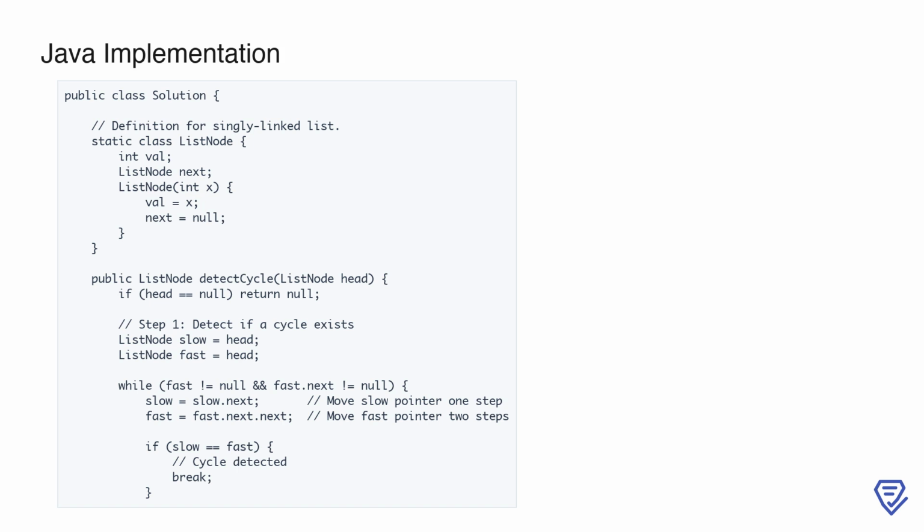Now, the first step in this process is to detect whether a cycle exists at all. We use two pointers for this purpose, slow and fast. Both pointers start at the head of the list. The slow pointer moves one step at a time, while the fast pointer moves two steps at a time. As the loop runs, we check if the fast pointer or its next reference becomes null, which would mean there's no cycle. However, if the slow and fast pointers meet at some point, it confirms the presence of a cycle, and we exit the loop.